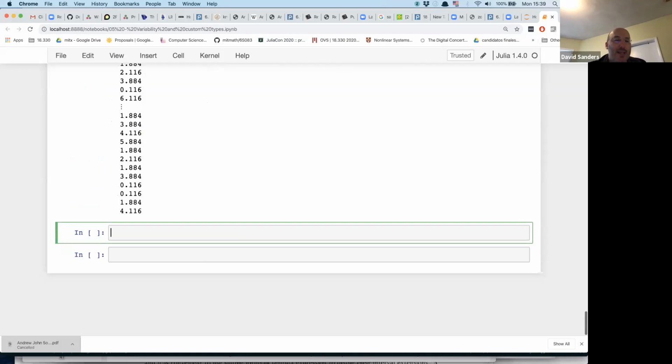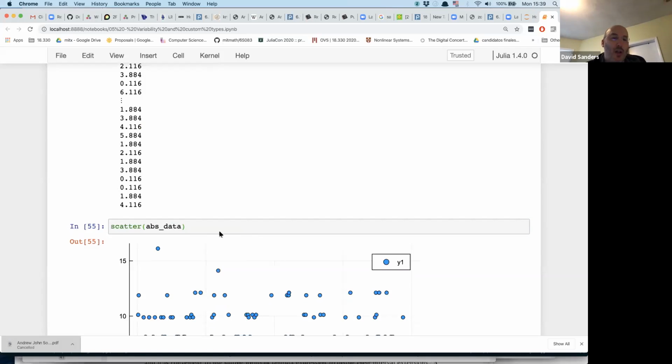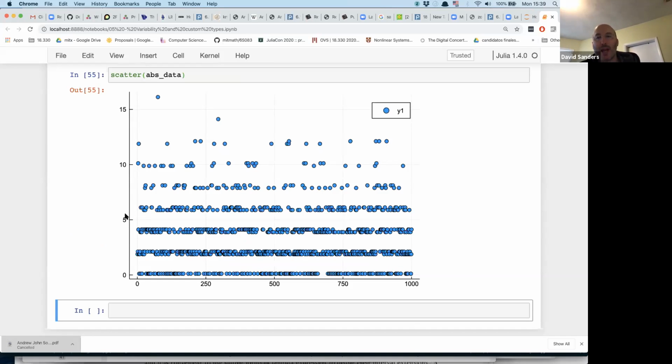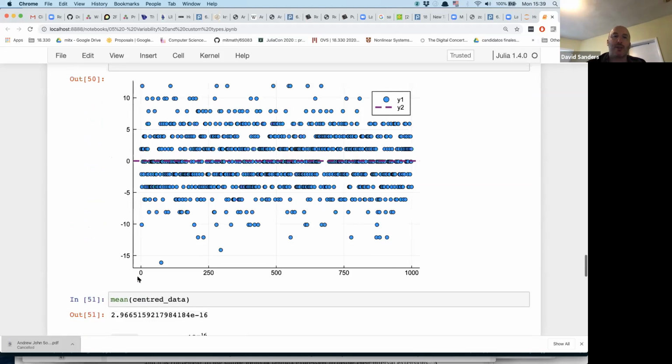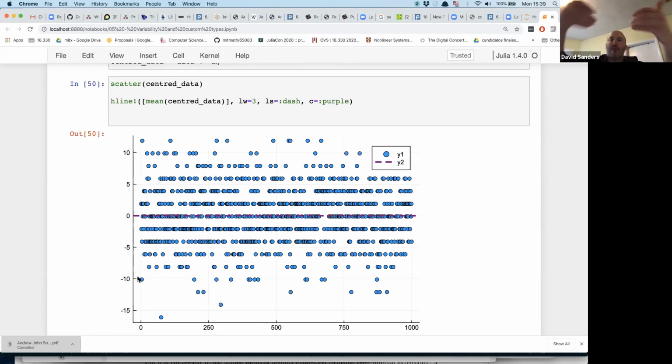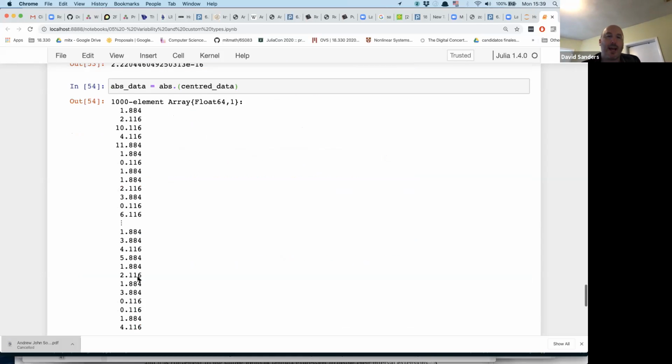So now let's plot that data, scatter of abs data. Now that is all, of course, bigger than 0. The absolute value is always bigger than 0. So basically it's just like folding up this picture. I took this picture and I folded up the bottom half onto the top half. And so now they're all positive, and I just copied all of those points on the bottom and put them on top of the points on the top, wherever they fall. And that gives me this picture.